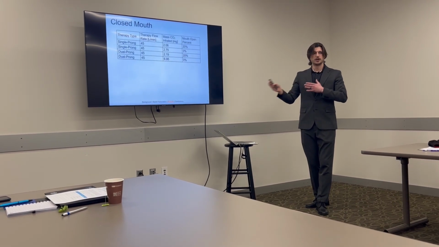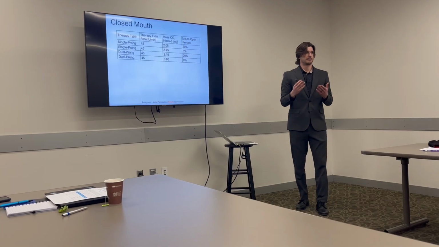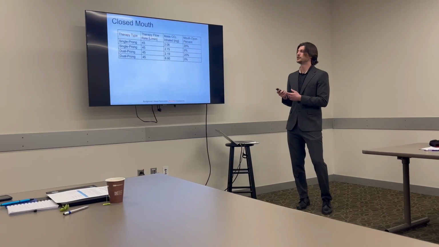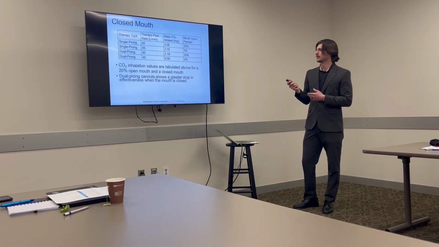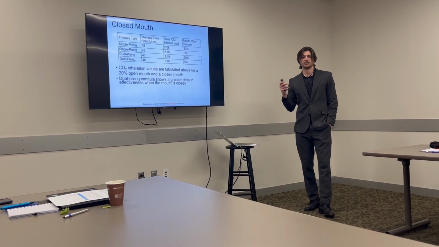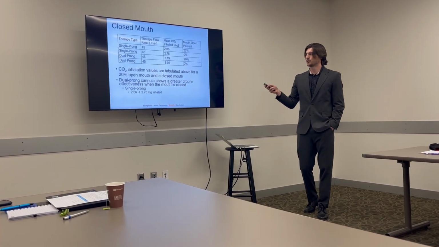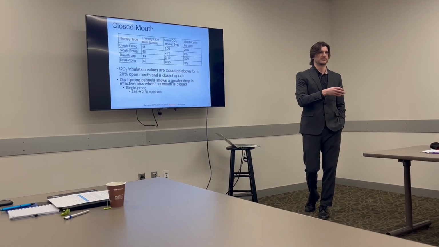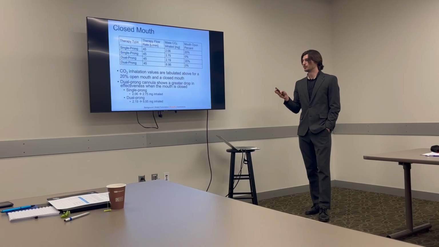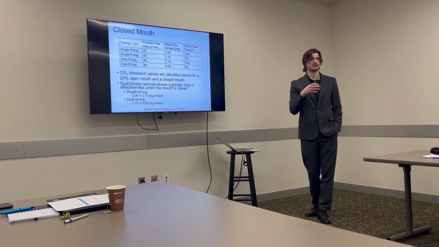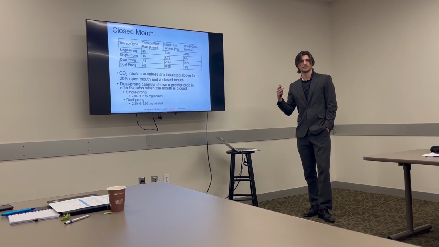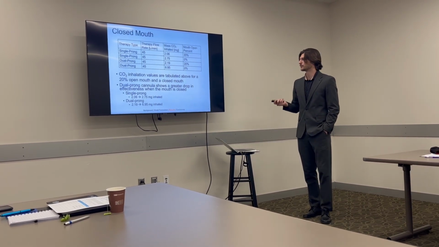All the previous analysis was conducted at a 20% mouth opening, but we wanted to see what would happen for each cannula geometry if we fully closed the patient's mouth. The dual prong cannula showed a greater drop in effectiveness when the mouth was closed. For the single prong, we went from 2.06 milligrams of CO2 inhaled to 2.75, and for the dual prong, we went from 2.19 to 6.95 milligrams inhaled. So a much more significant performance drop-off for the dual prong.